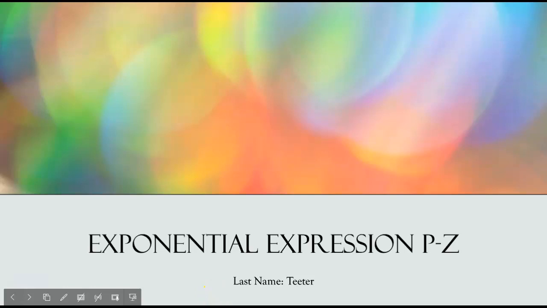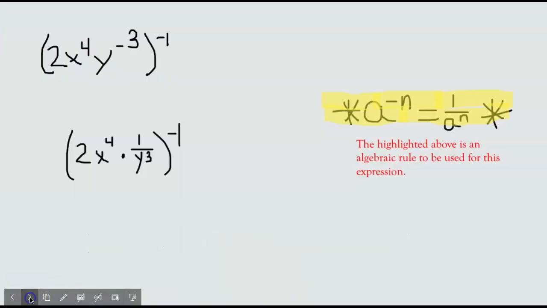Good evening, everyone. The exponential expression P through Z, I chose this obviously because my last name is Teeter. So my expression here is 2x to the fourth power, y to the negative third power, and all of that to the negative first power.